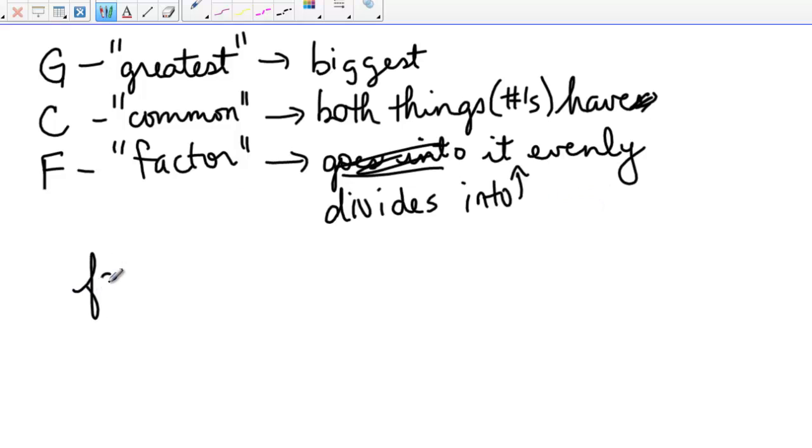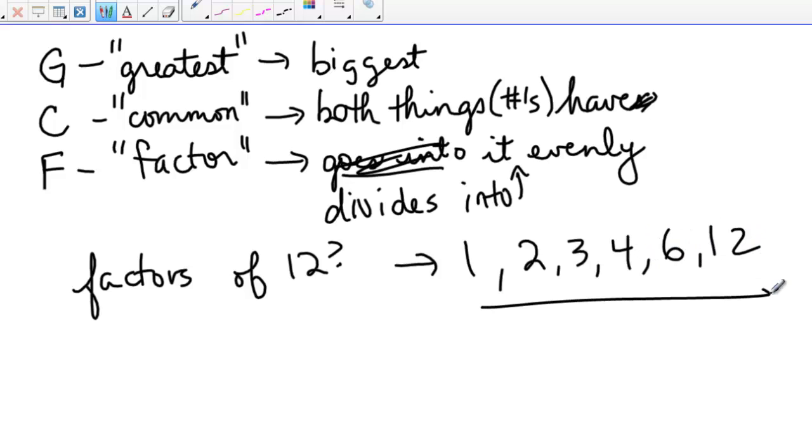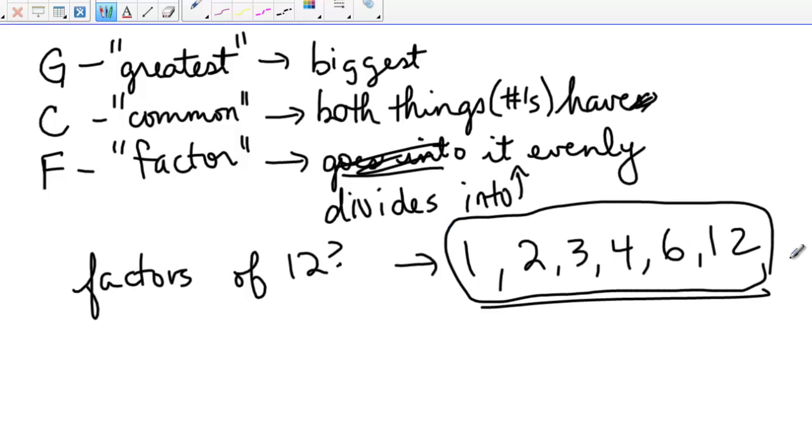So what are factors of 12? What goes into there? 1 does, 2 does, 3, 4, 6, 12. Those are factors of 12. Factors of a number are always smaller than the number itself. Always, always, always. Okay, whoop-de-doo. Now we know what GCF stands for.